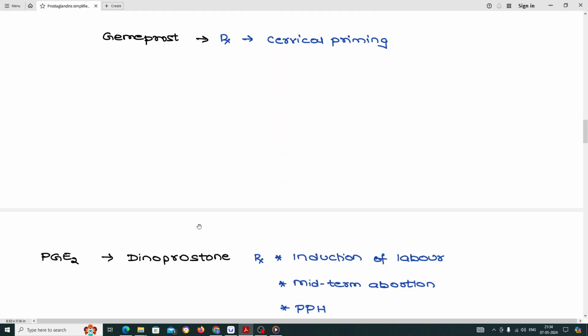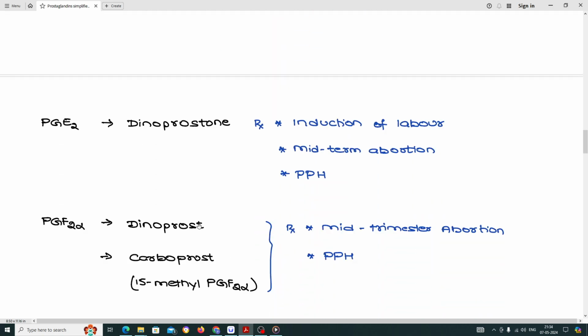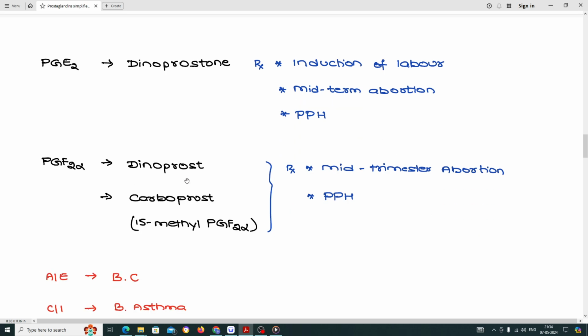Whereas the prostaglandin E2, that is the dinoprostone, is used for induction of the labor, as it contracts the uterine smooth muscles, and also because of that property it can also be used for midterm abortion as well as postpartum hemorrhage control. Whereas prostaglandin F2 alpha, we have a dinoprost and the carboprost, which is a 15 methyl prostaglandin F2 alpha. They are also used in case of mid-trimester abortion and control of the postpartum hemorrhage, as these drugs will cause contraction of the uterine smooth muscles.